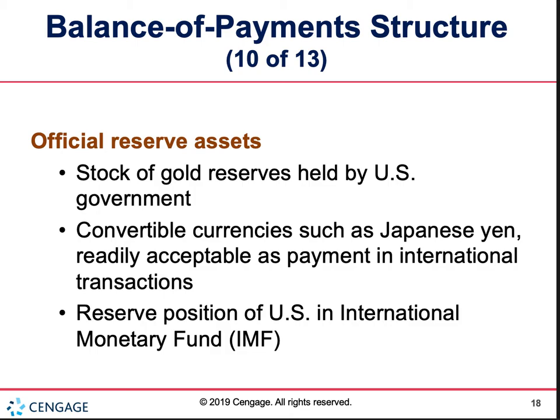So official reserve assets, some examples of this would be the stock of gold reserves held by the U.S. government. We have convertible currencies such as the yen, readily acceptable as payment in international transactions, and then the reserves position of the U.S. and the International Monetary Fund.